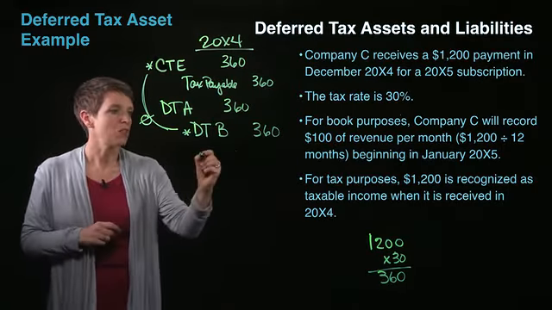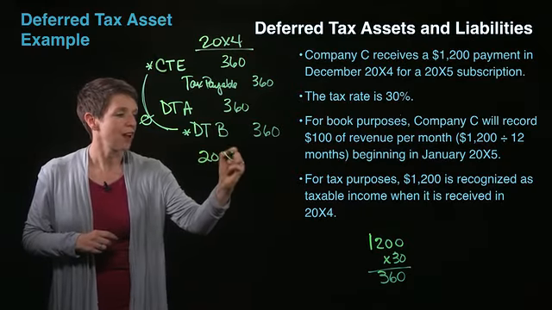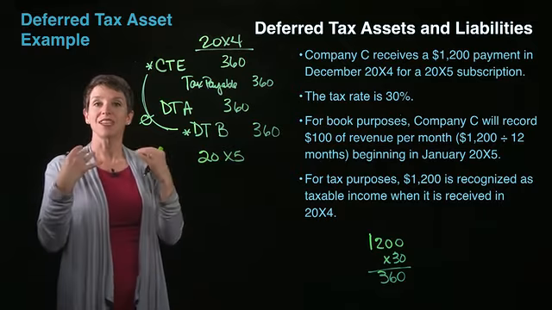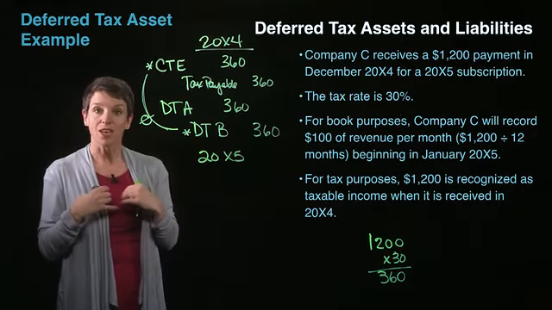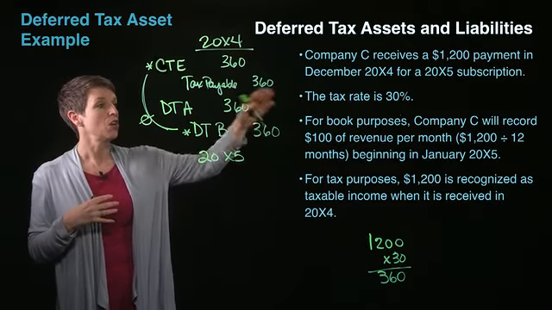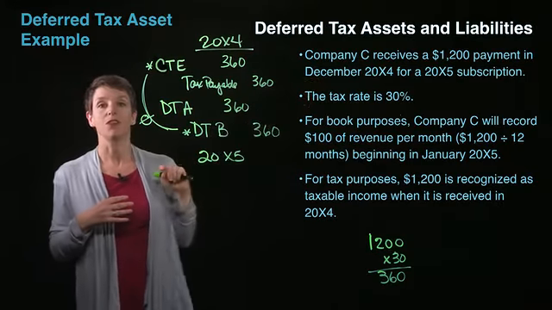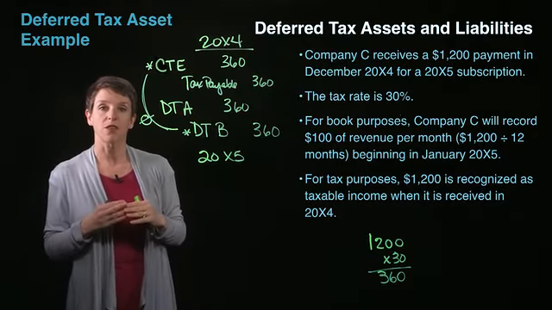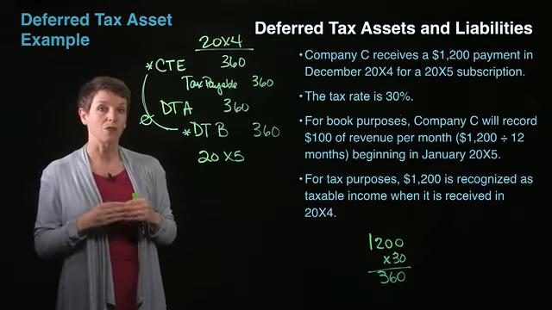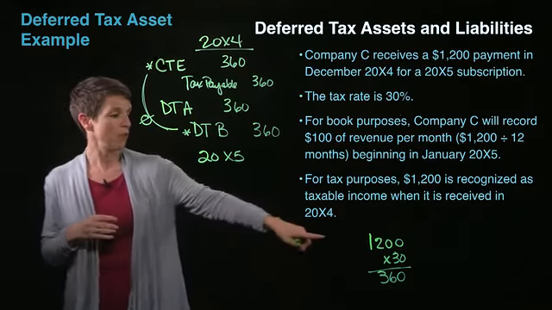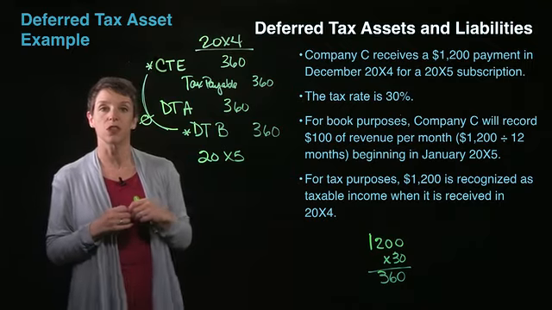Let's look at what happens though in 20X5. Remember, this is the year that we actually get to record revenue in our books and records. We've now done what we need to do to earn this revenue. So as the subscription continues throughout 20X5, we'll recognize that revenue. So by the end of the year, on our books and records, we will have recognized $1,200 of revenue.